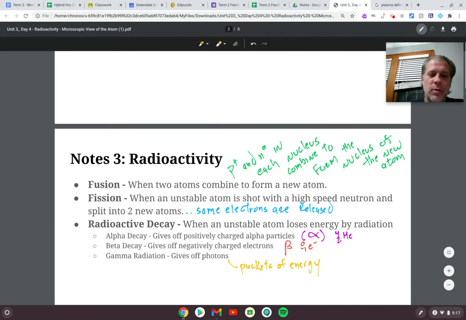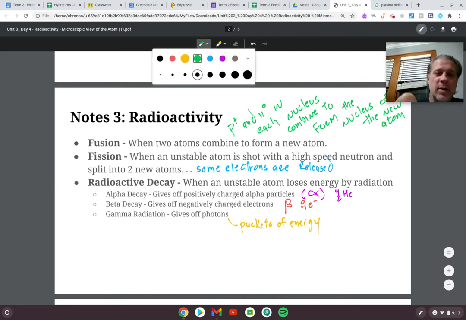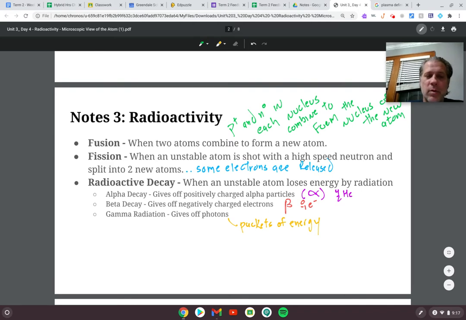Okay, so we're going to start talking about radioactivity a little bit today. We're going to talk about the different types of radioactivity, and specifically fusion and fission today. In fusion, two atoms combine to fuse into a new atom. Basically, the protons and neutrons in each nucleus combine to form the nucleus of the brand new atom. And in fission, when you start with an unstable atom and you shoot it with a high-speed neutron, it's split into two new atoms. Fission means to break apart, and some electrons are also released. We'll talk about those two types of radioactivity today.